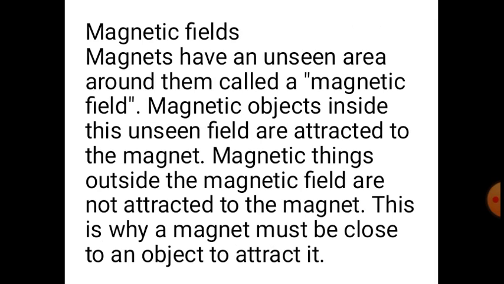Magnetic field. What is a magnetic field? Magnets have an unseen area around them. It is the area where, if you put a magnet and an iron object, they will come together. That area is called the magnetic field. Magnetic objects inside this unseen field are attracted to the magnet. Objects outside the magnetic field are not attracted to the magnet.